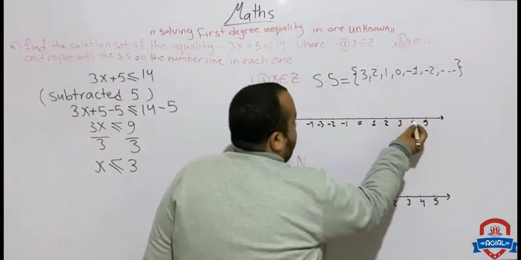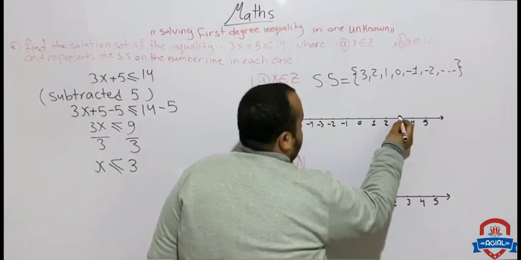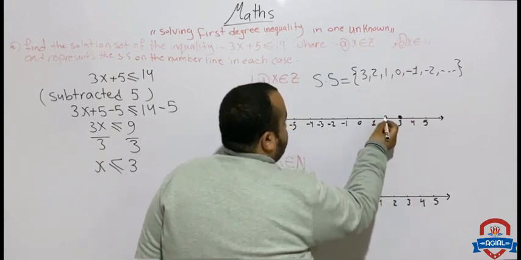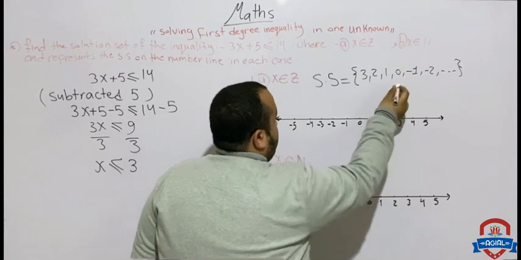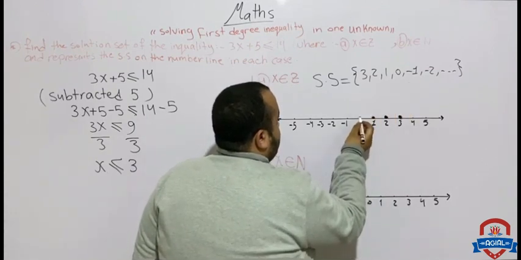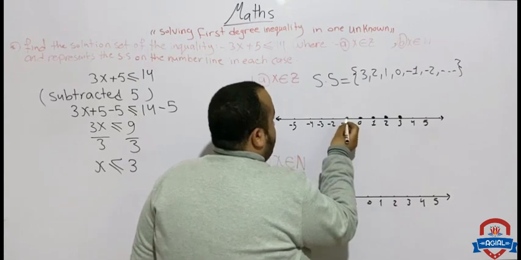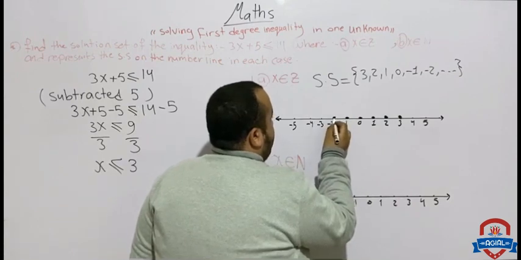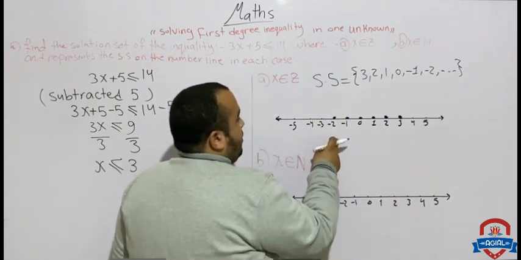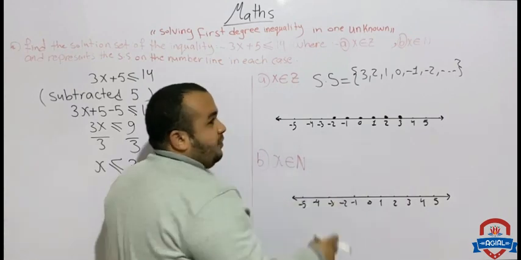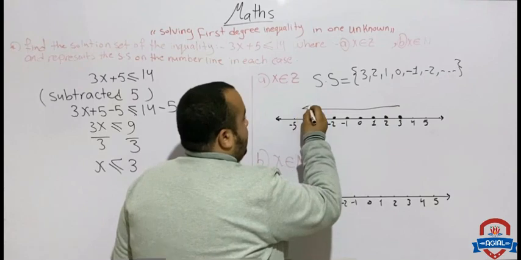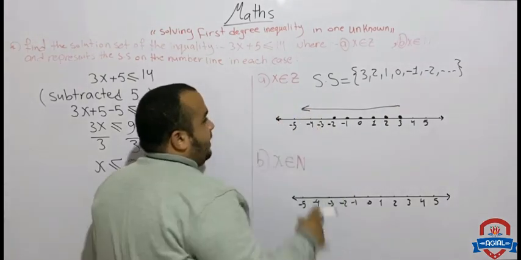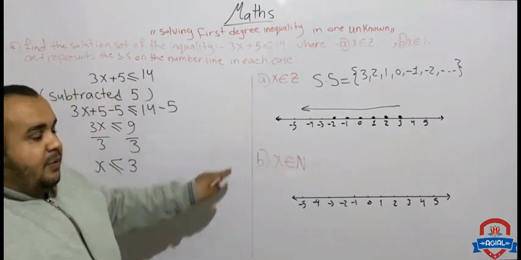We have 3, 2, 1, 0, -1, -2, and so on. So the solution set on the set of integer numbers starts from 3 and goes on in the negative numbers.